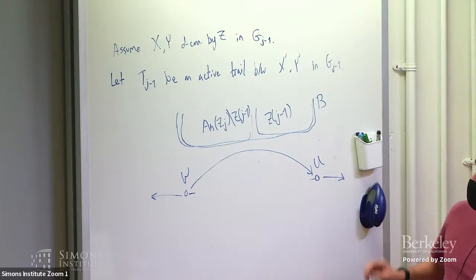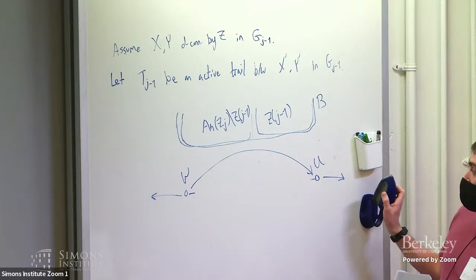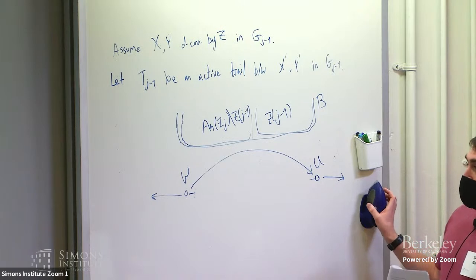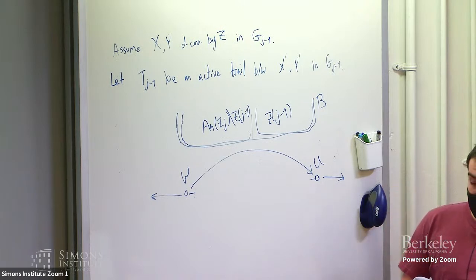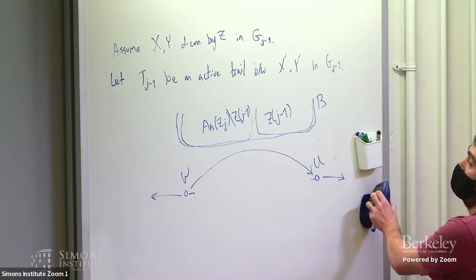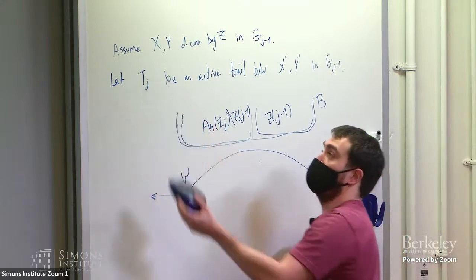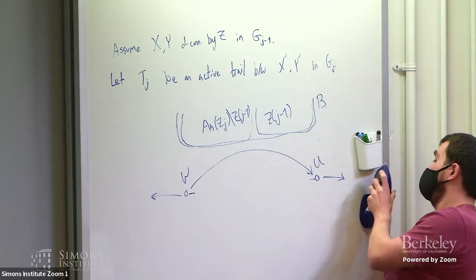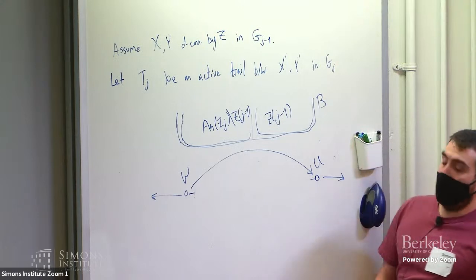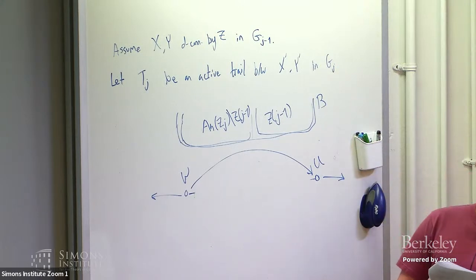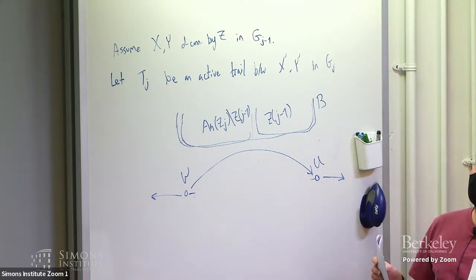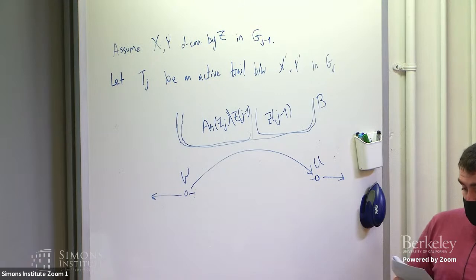Okay, so how do we do that? It's kind of going to be the same argument in reverse. So let TJ now be an active trail in GJ, and let it be a minimal active trail. That is, we can't find another active trail using any subsequence of the vertices in this trail.